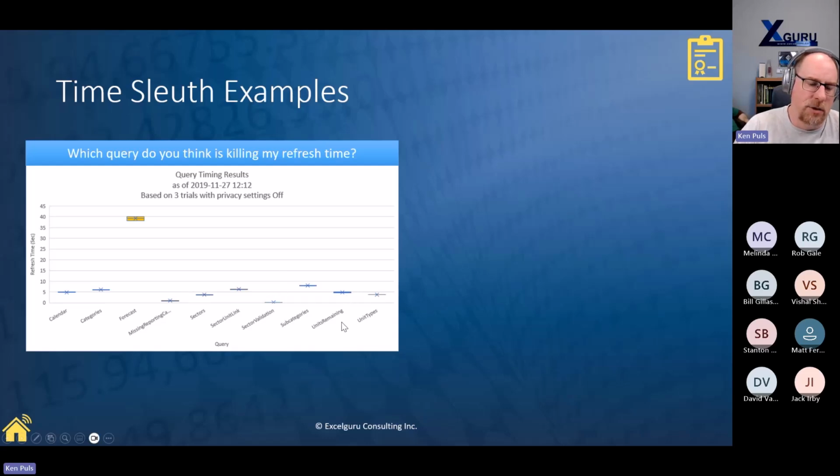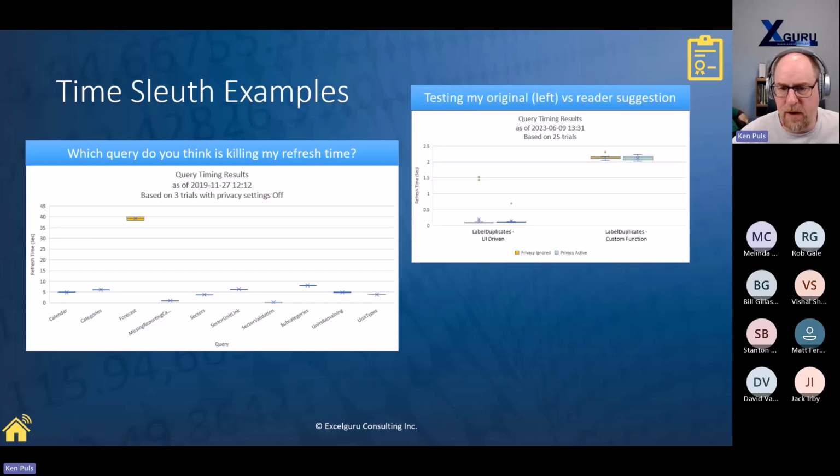But when you start adding all of those up, it's really, really hard to tell. This was me testing when I wrote a user interface driven way to label duplicates. This is refresh times in seconds here. You can see that mine are really, really quick.